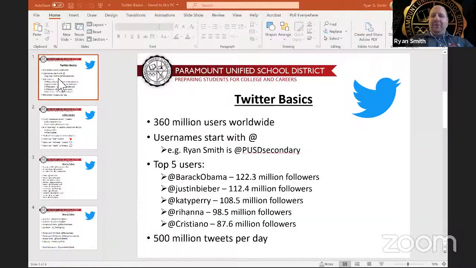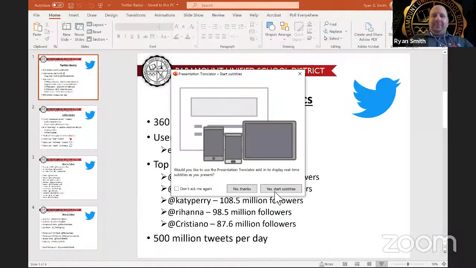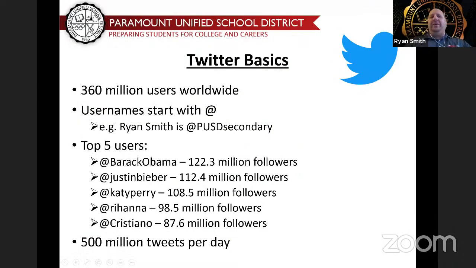So I'm going to go ahead and share my screen and just walk you through a few of the basics, and we can even take a look at a few accounts. So hopefully everyone can see this. So essentially, Twitter is a social media platform that has about 360 million users worldwide. And users that participate in Twitter, just like other social media platforms, their usernames always begin with that little @ symbol. So for me, I'm Ryan Smith. My Twitter handle begins with @ and then it's PUSD secondary, PUSD meaning Paramount Unified School District.